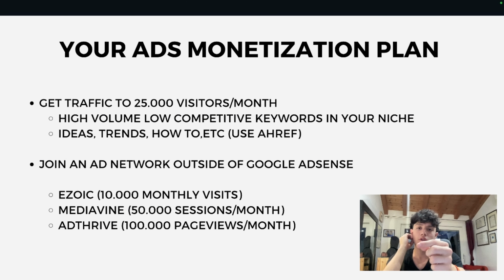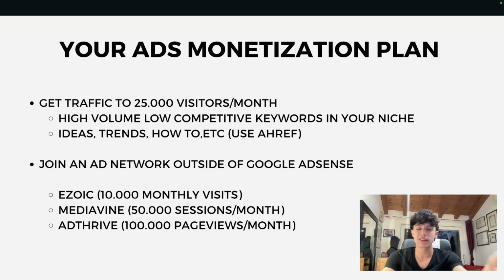So let's go over now your ads monetization plan. Firstly, what you want to do is get the traffic of your blog site to at least 25,000 visitors a month, or a range that goes from 10 to 30,000 visitors a month. You want to do that by searching for high volume, low competition keywords in your niche, like ideas, trends, how-tos, etc. Once you do that, you need to join AdSense.